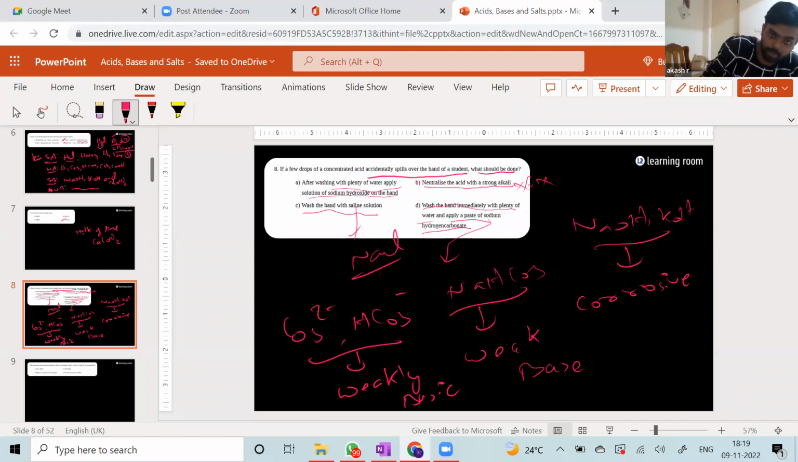Now, this is what you need to do. Why? Because you have to wash your hand with plenty of water, obviously, and apply a paste of a base so that it will neutralize the acid, but you cannot add a strong base because it is going to be corrosive. So all you have to do is go for a weak base. Sodium hydrogen carbonate is the perfect example. So you can definitely mark D as your correct answer. Okay. Moving on.